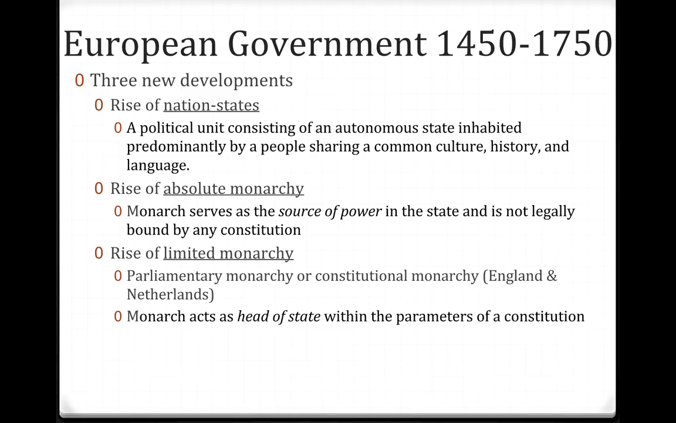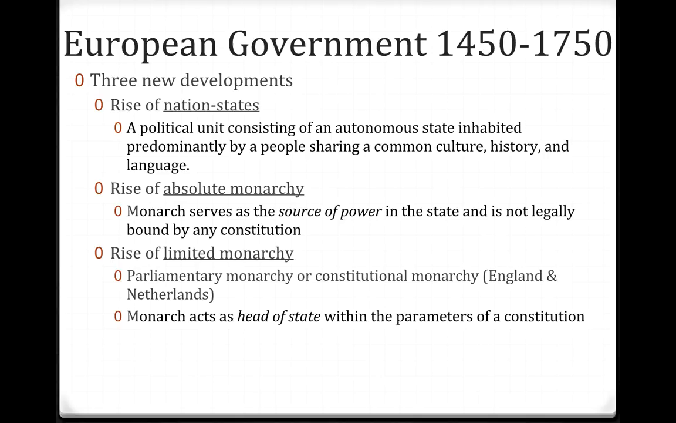You've got the rise of the nation states. And what is a nation state? It is a political unit consisting of an autonomous state, meaning they alone govern themselves, inhabited by people who share some kind of common culture, history, or language. With that, you have the rise of the absolute monarchy. The monarch was the source of power in the state. He's not legally bound by any constitution either. Notice I say he because you have very few female absolute monarchs.